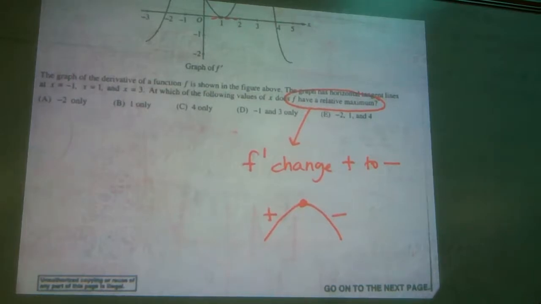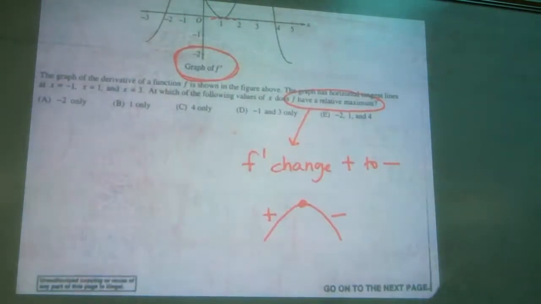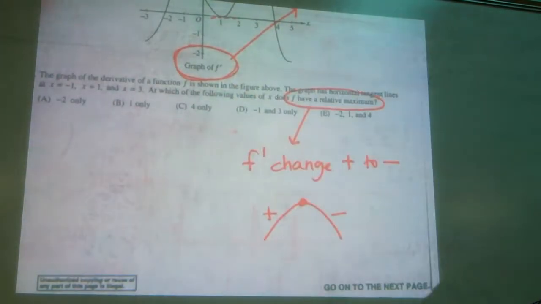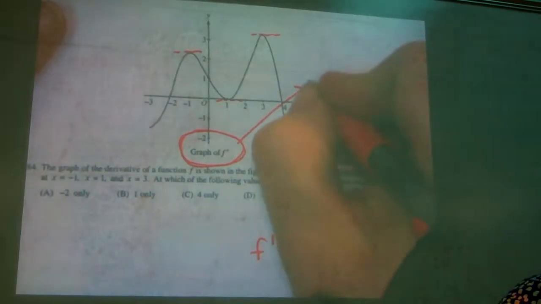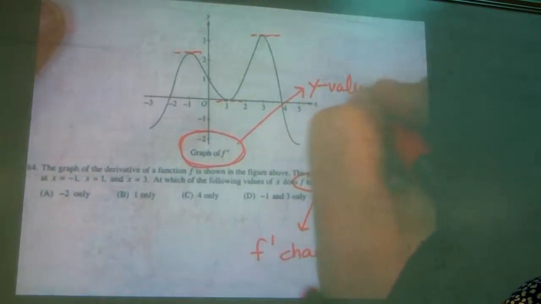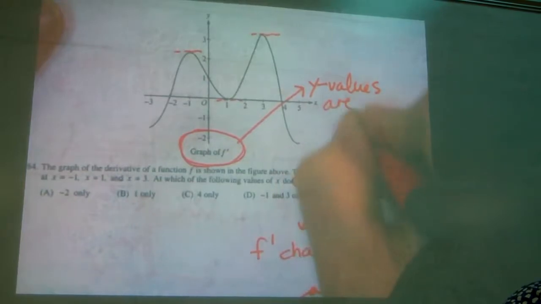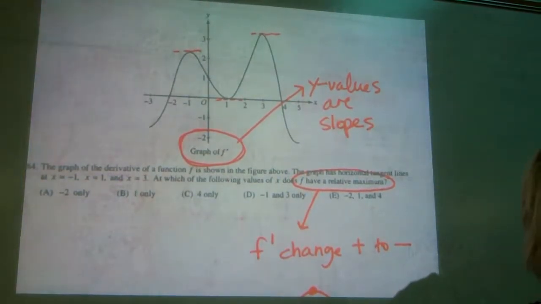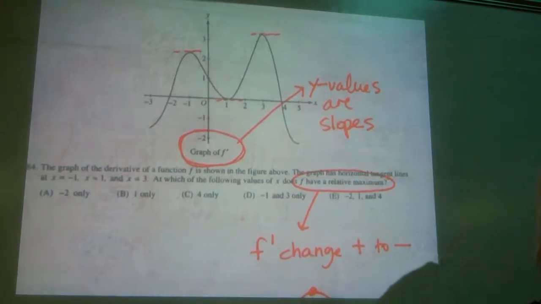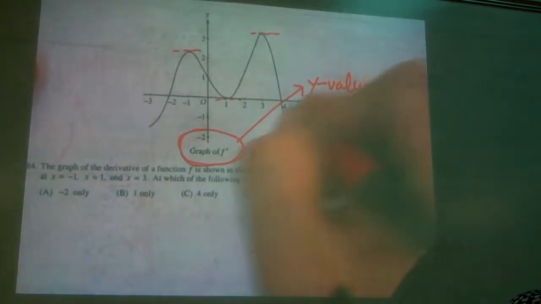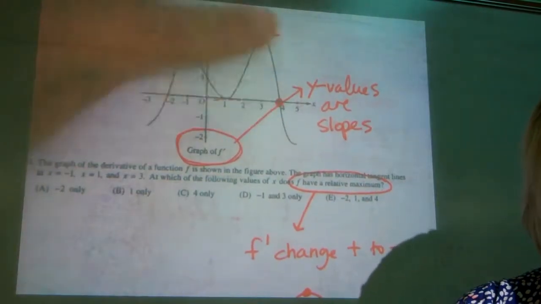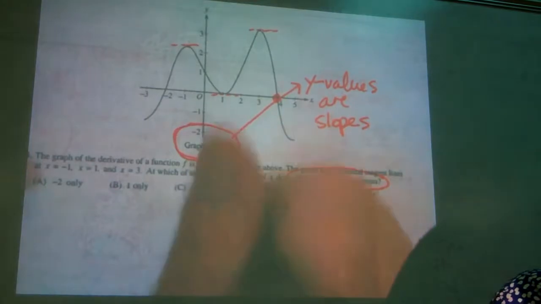What makes this one tricky is that this is the graph of the derivative. So what am I going to look at on this graph that will tell me the slopes of my function? Your y values. So basically this is asking me where do the y values change from positive to negative. And it only happens at one place, over here at 4, where I go from being above the x-axis to below.